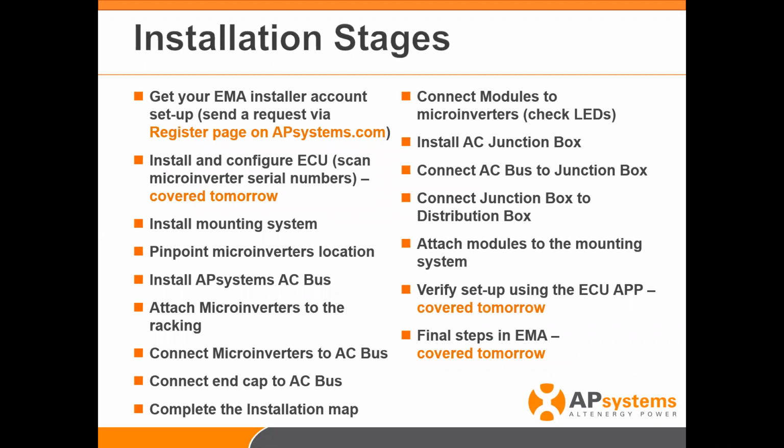This is a bit of an eye chart, but we're going to go through it pictorially. One of the things I want to make sure is clear is that one of the first things we want to do, as a new installer with APsystems, is get your EMA installer account set up and send a request in to APsystems.com. If you go to APsystems.com and go to the support page, you're going to find a place where you can type in your company information, your name, your email address, phone numbers. All this information is critical for us to set up an account for you to be able to get a system installed, having that information pushed back to the cloud so you'll be able to monitor your site remotely.